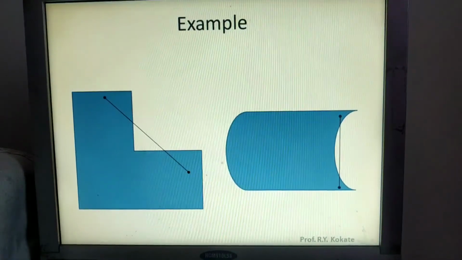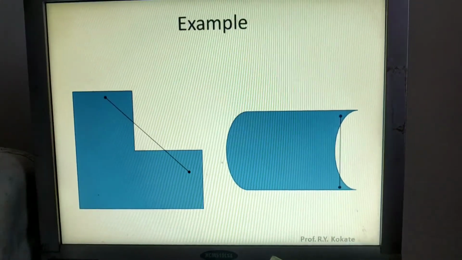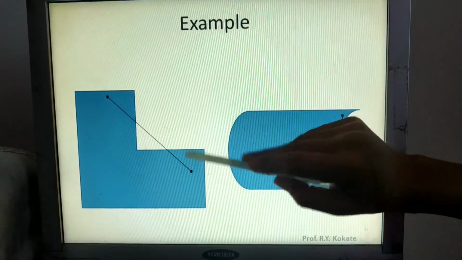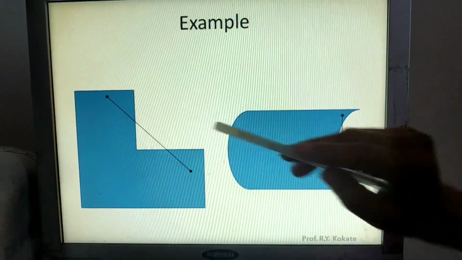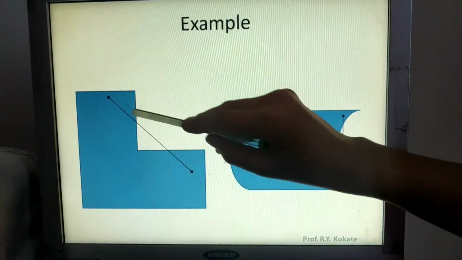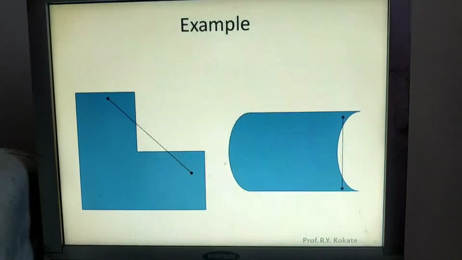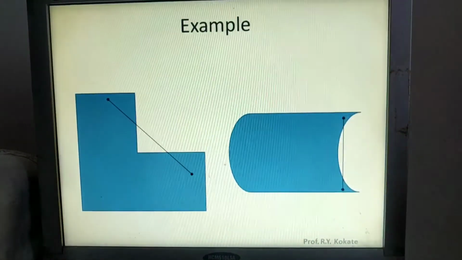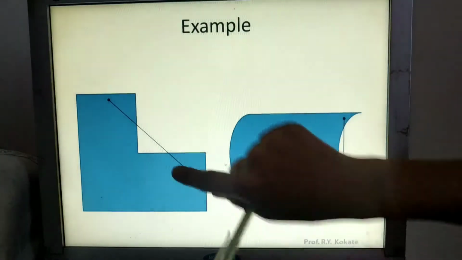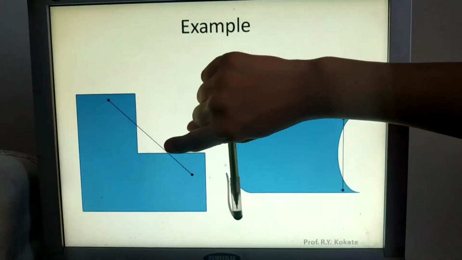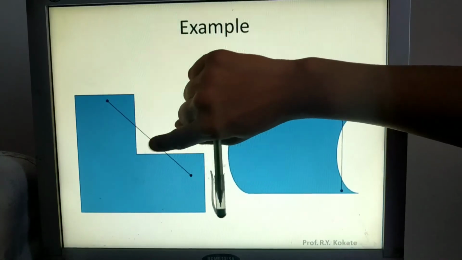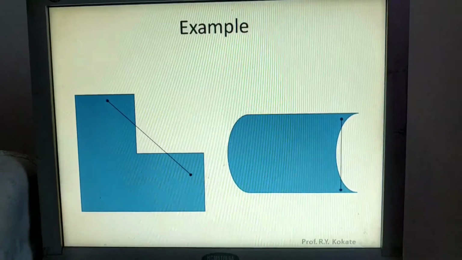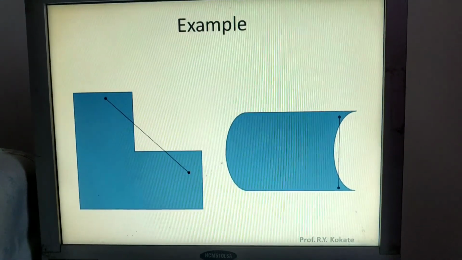Now we will see the example. In this example, if we take any 2 points, first A1 and A2, we will join these 2 points using an edge. This edge also contains a number of vertices, but in this diagram some of the vertices are outside the polygon. For example, consider this part. This part consists of a number of vertices, and all these vertices are outside the polygon. That's why it is an example of concave polygon.